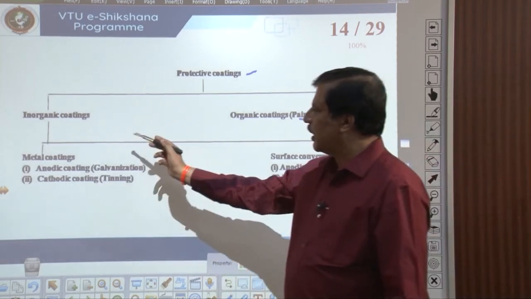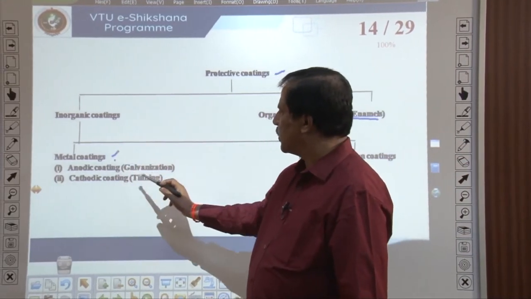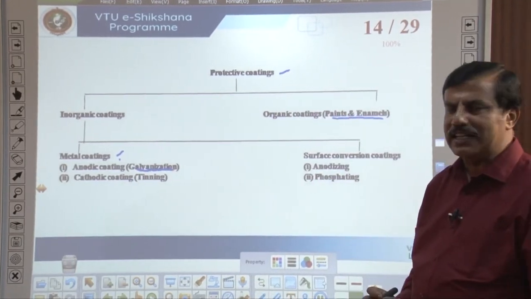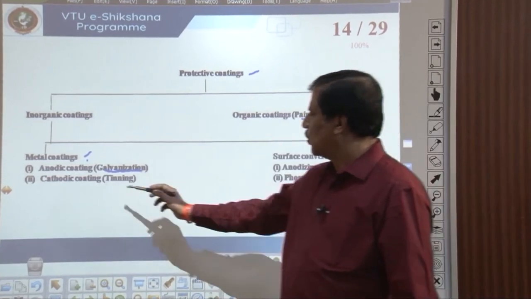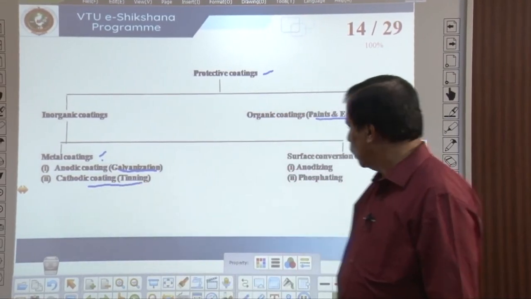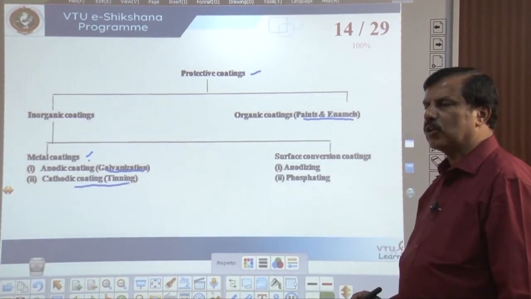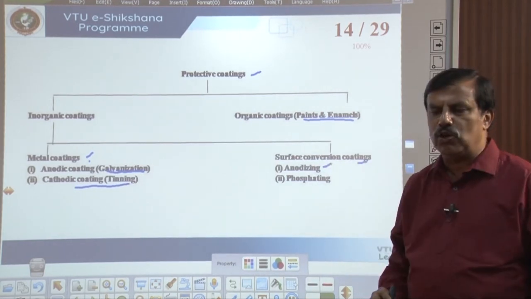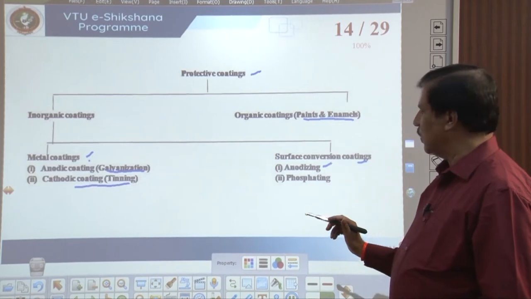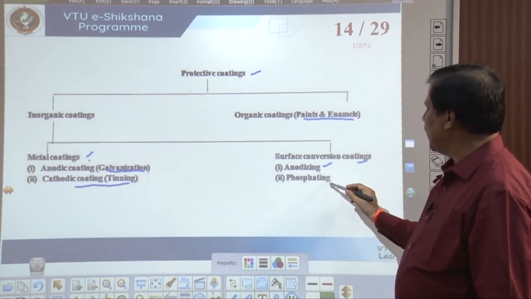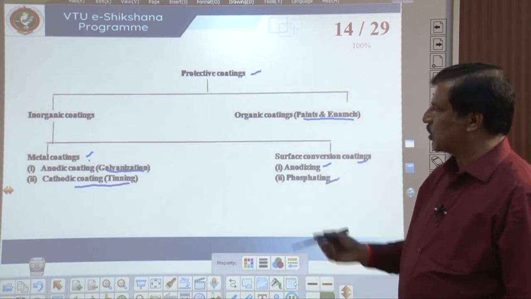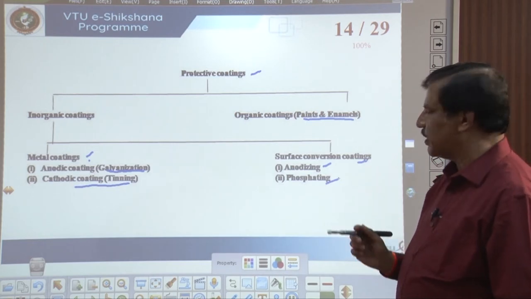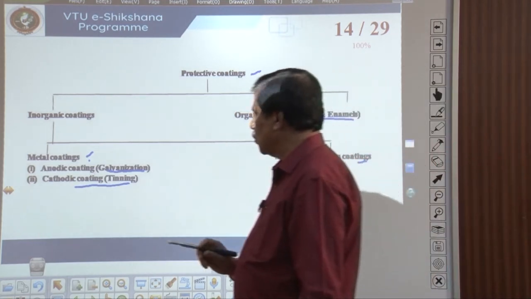Then under inorganic coatings come metal coatings. That is anodic coatings, for example galvanization of iron to avoid corrosion, and cathodic coatings, which is tinning. The cathodic method is also the electroplating process. Then the surface conversion coatings, that is anodizing of aluminium, because of its porosity, and phosphating. I am going to explain one by one what the galvanization, tinning, anodizing and phosphating methods are.